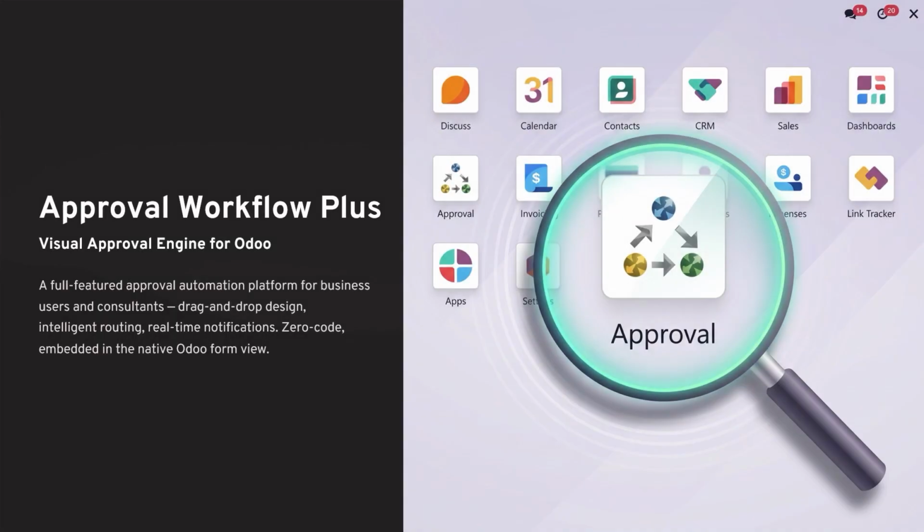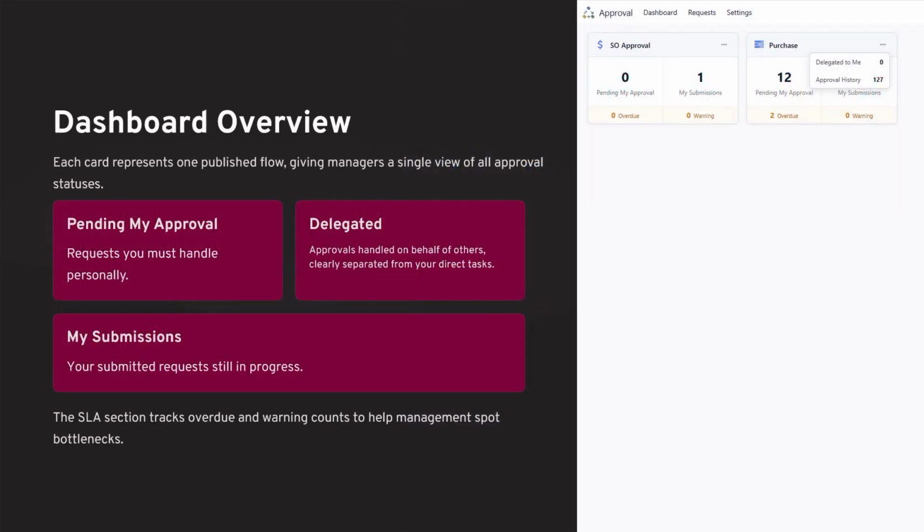Approval Workflow Plus, a visual, drag-and-drop approval engine for Odoo. Every user lands on this dashboard. Each card is a published flow. 3 numbers: pending your approval, delegated to you, and your own submissions in progress. SLA tracking sits below, highlighting overdue and warning items.